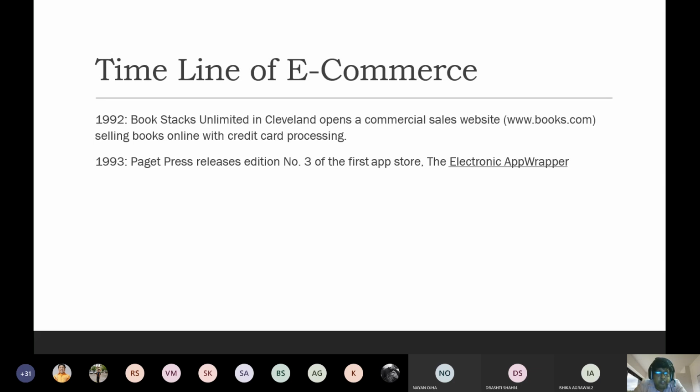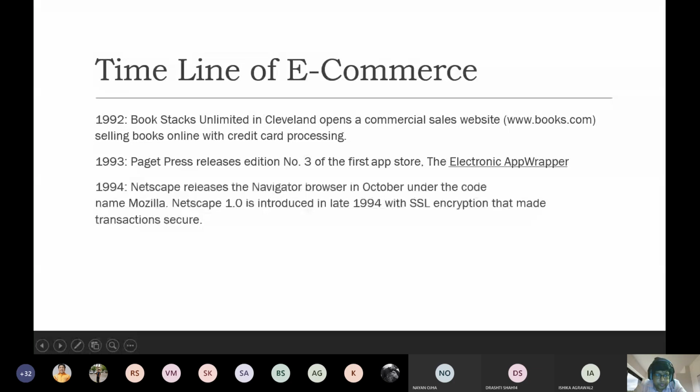Right. So Paget Press in the year 93 released edition number 3 of the first App Store, the electronic app wrapper. So you all understand that there was a first app store introduced in the year 1993. I believe most of us started to hear about app stores in the early 2000s, around the period when iPhone or Android was being launched. But even before that, there was an app store released in the year 1993, through which all the applications could be electronically purchased.